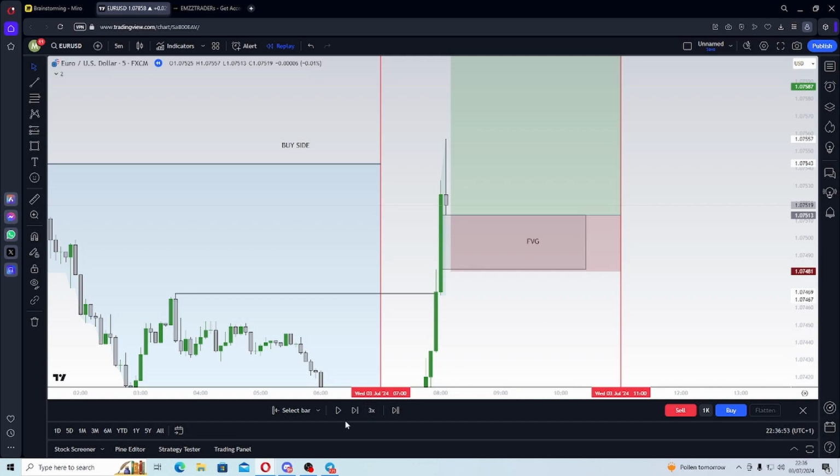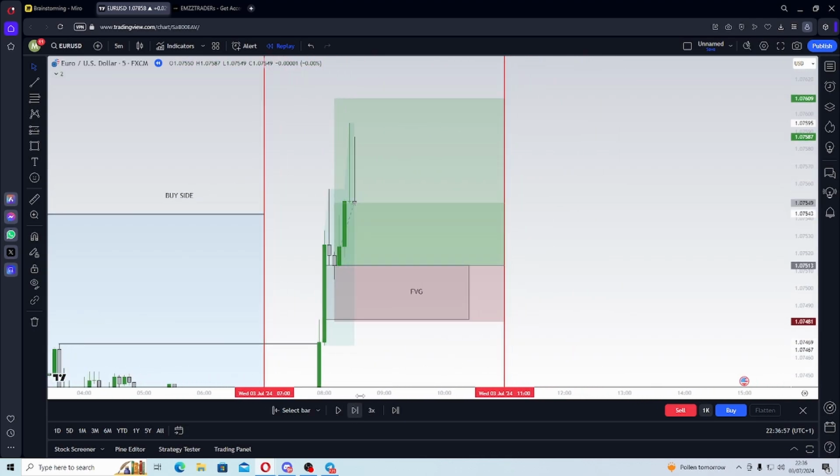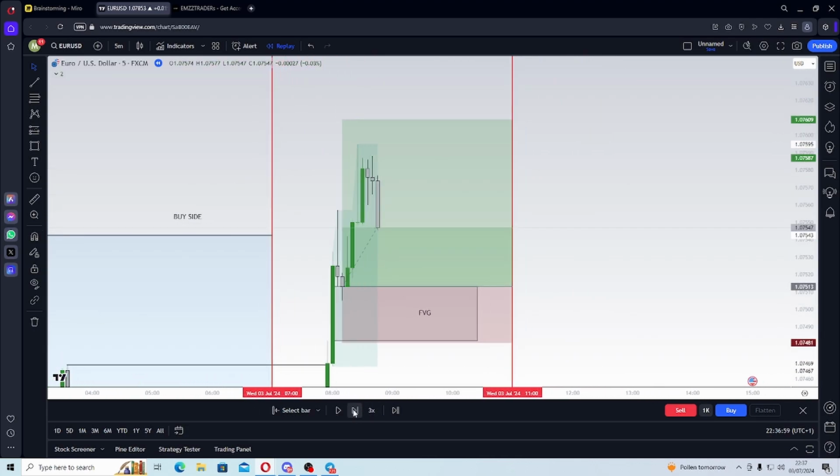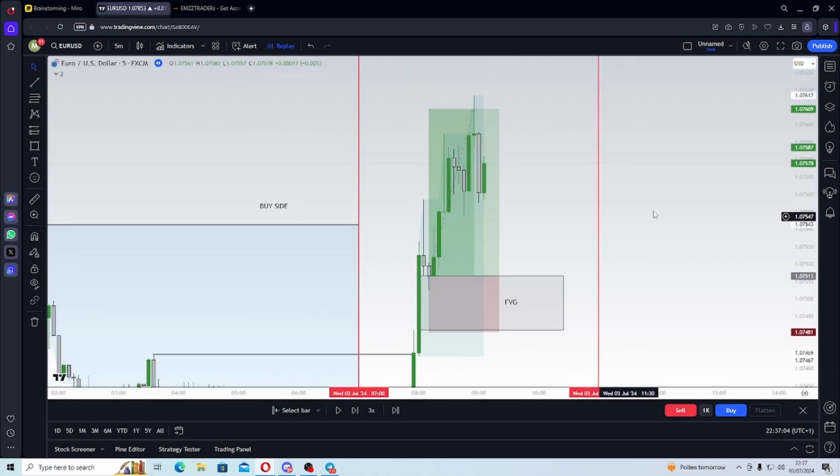Now if I play price forward, you can see it's tapped into this area, and if I keep playing it forward, it's nearly at take profit. I just keep playing it. There you go. You just smashed take profit to a 1-to-3 risk to reward ratio.